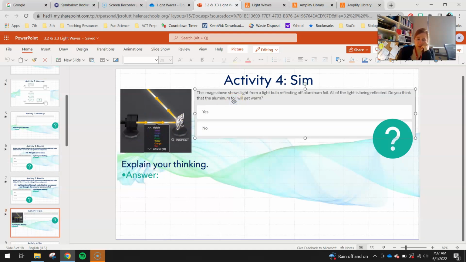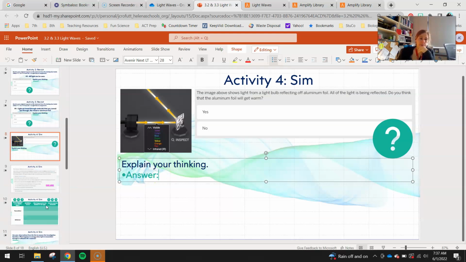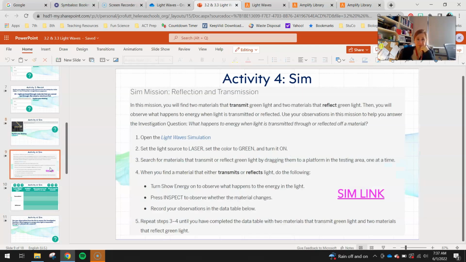So the first question you need to answer is: the image above shows light from a light bulb reflecting off aluminum foil. All of the light is being reflected. Do you think that the aluminum foil will get warm? Remember that light waves carry energy, and these little yellow arrows are representing that energy. So circle yes or no, and then explain why you think it will get warm or will not get warm. All right, moving on to the sim.